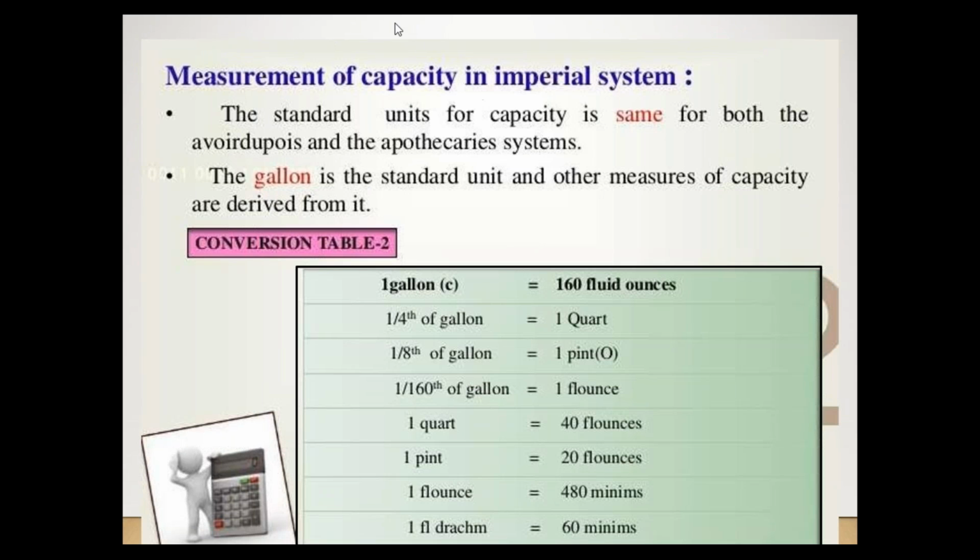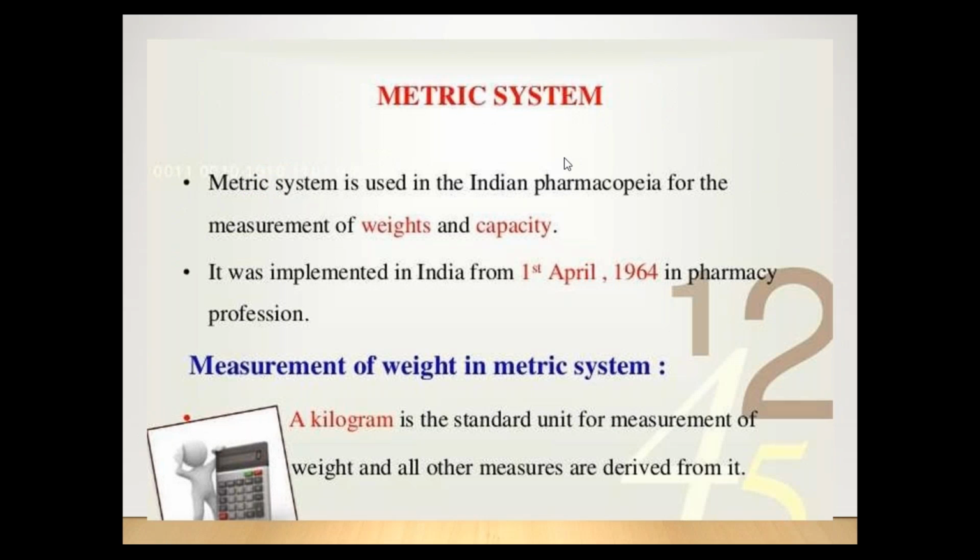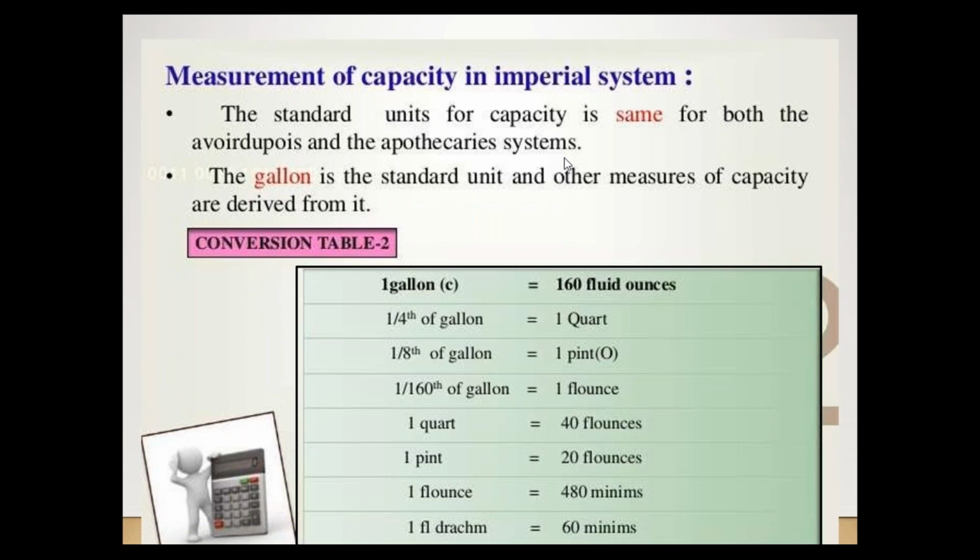Next is the measurement of capacity. As I mentioned, if you want to measure something in terms of volume, that is nothing but measurement of capacity in the imperial system. So how will you do it? This is the table given. Unlike the measurement of weights, where we saw two separate standards, here for both avoirdupois and apothecary the standard unit is the same. It's 1 gallon.